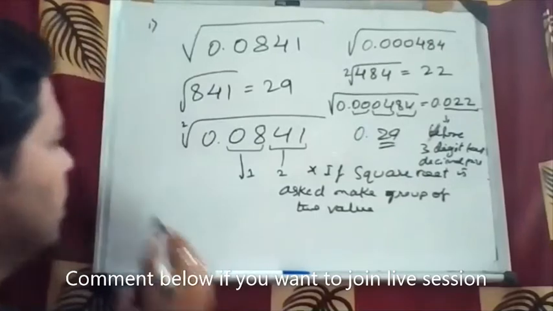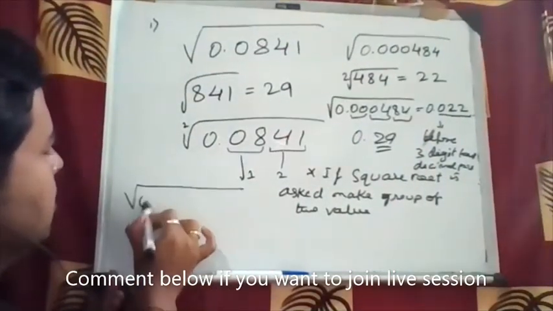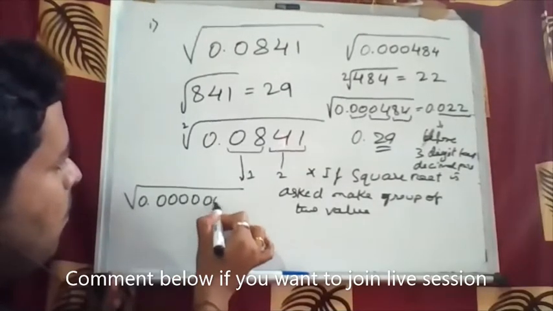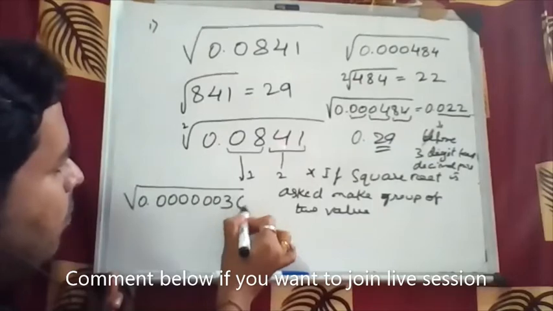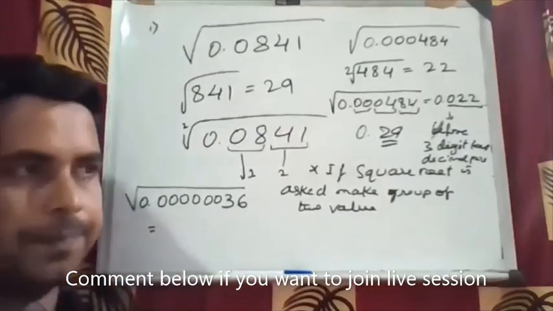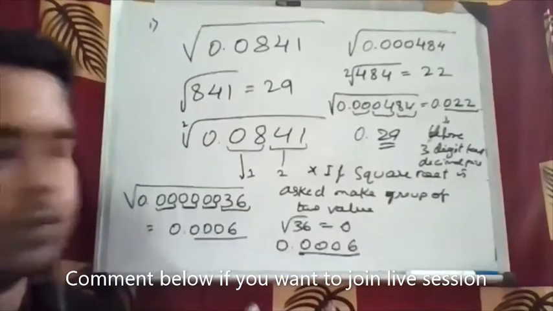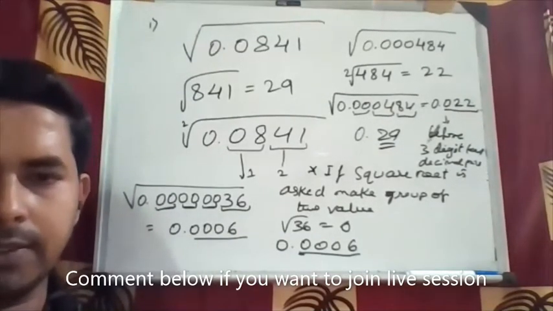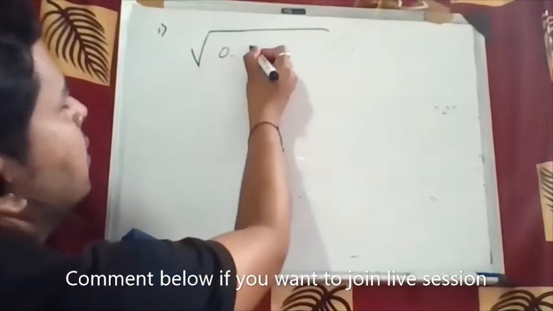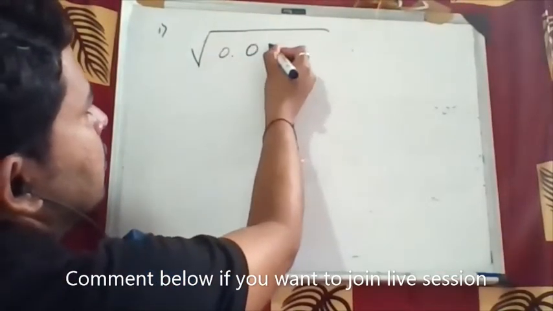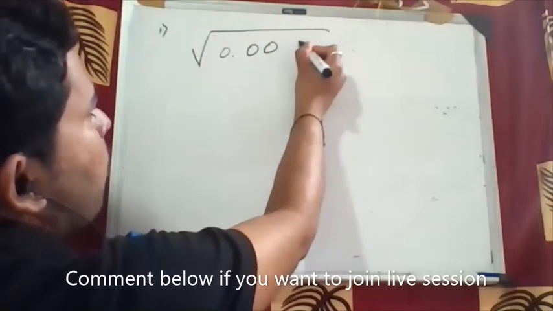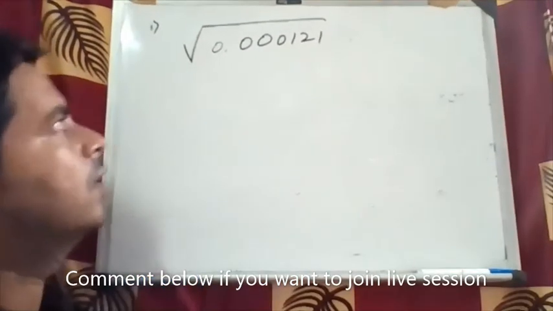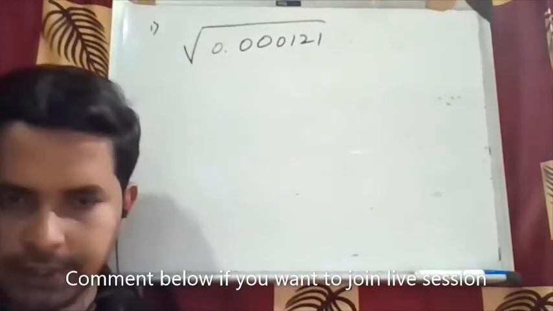I'll give one more question. Just try this, 0. Tell me the answer of this. So this is the answer: before 4 digits, you have to keep a decimal value. Yes, 0. Give me the square root value of this in decimals.